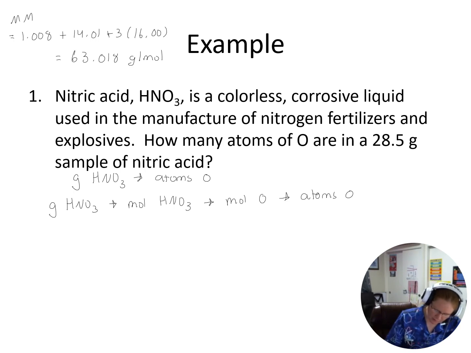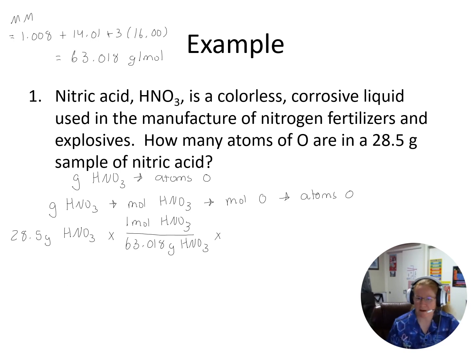So we'll take our 28.5 grams nitric acid times 1 mole for every 63.018 grams.